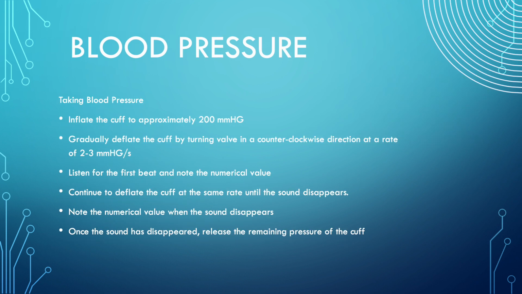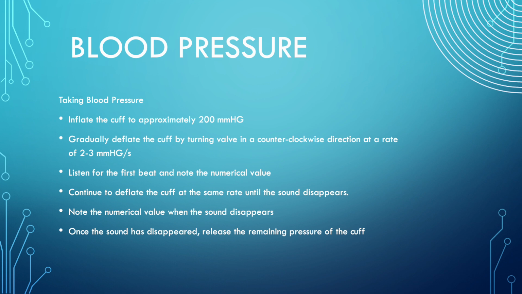Blood pressure is measured in millimeters of mercury. That is the output. So that is the unit for each tick mark on the dial. When we're taking blood pressure, we want to inflate the cuff to approximately 200 millimeters of mercury, and then gradually deflate the cuff by turning the valve in a counterclockwise direction, but this should be done slowly. It should be at a rate of 2 to 3 millimeters of mercury per second. So when you're deflating, it should be 2 to 3 tick marks a second.